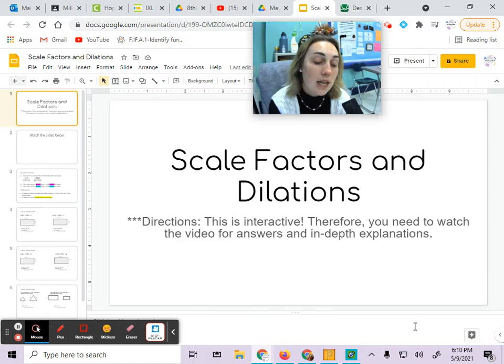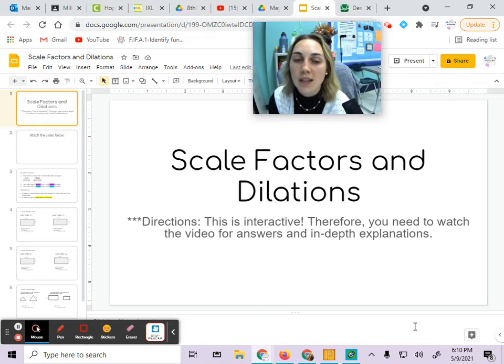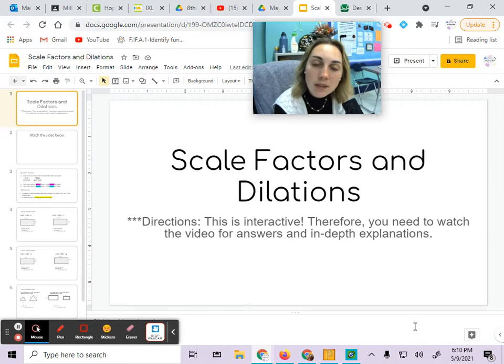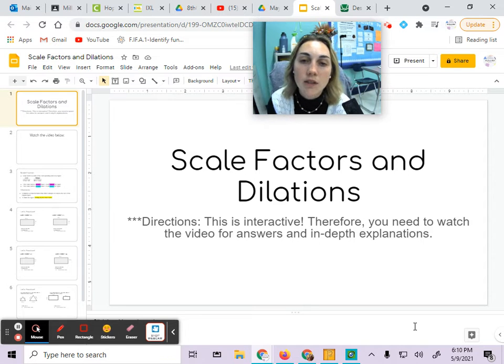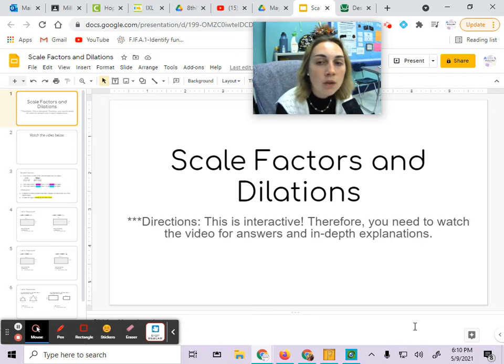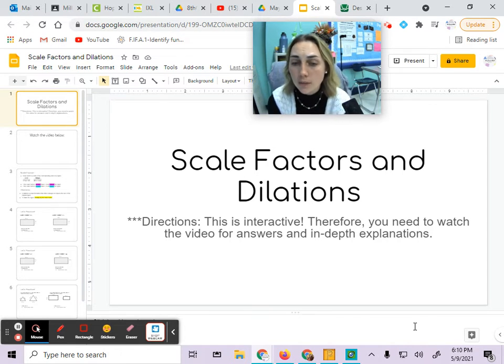So again, we're not going to get into dilations on coordinate planes, but we will talk a little bit about scale factors and dilations of shapes, not on a coordinate plane, but in general, how to find the scale factor, and to know if an image is going to get bigger or if it's going to get smaller based off of what the scale factor is.